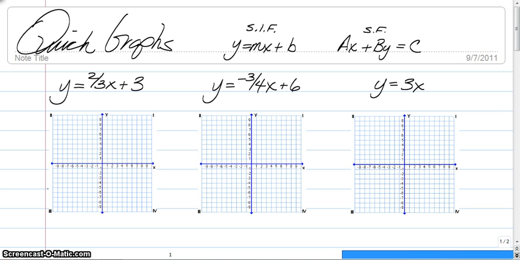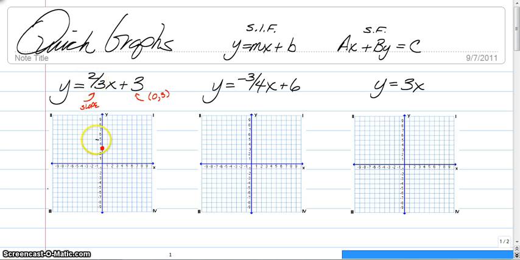So 2/3 is your slope, which remember is rise over run, and 3 is your y-intercept. So remember, y-intercepts are when x is 0. So we're going to start at (0, 3), known as our y-intercept, or we can say that b stands for begin. So let's begin here at 3 on your y-axis.